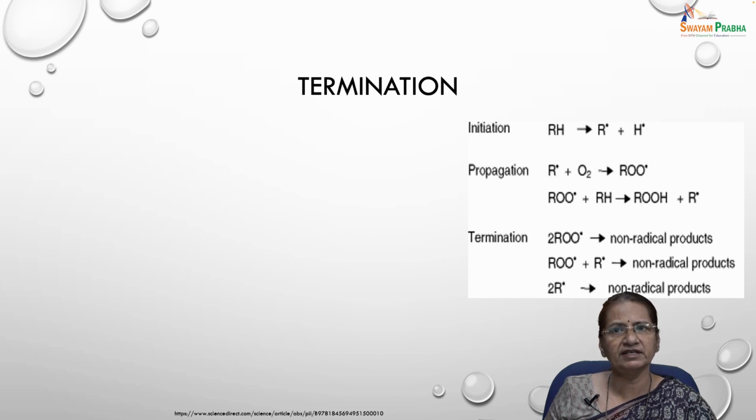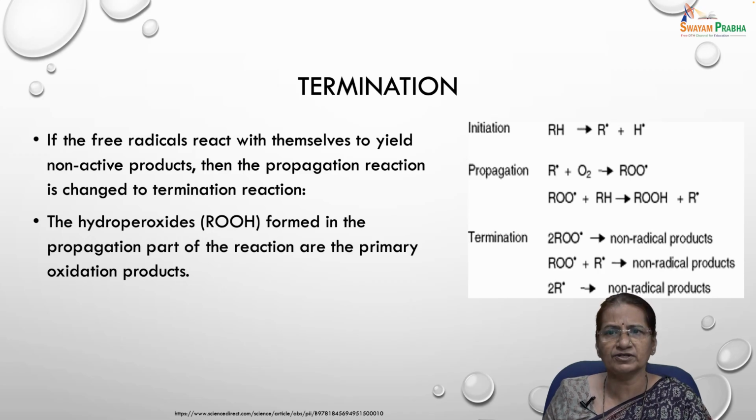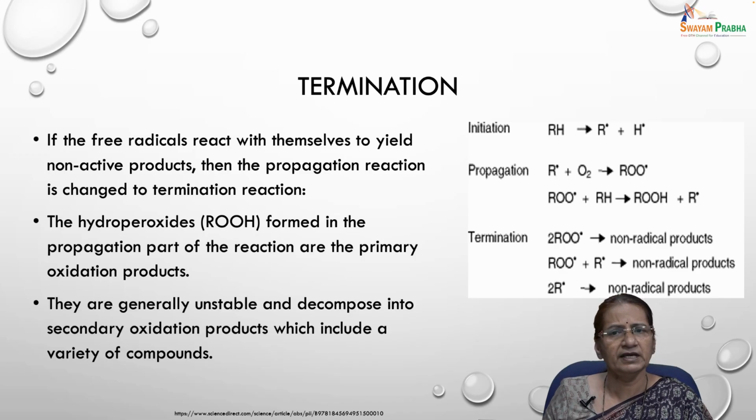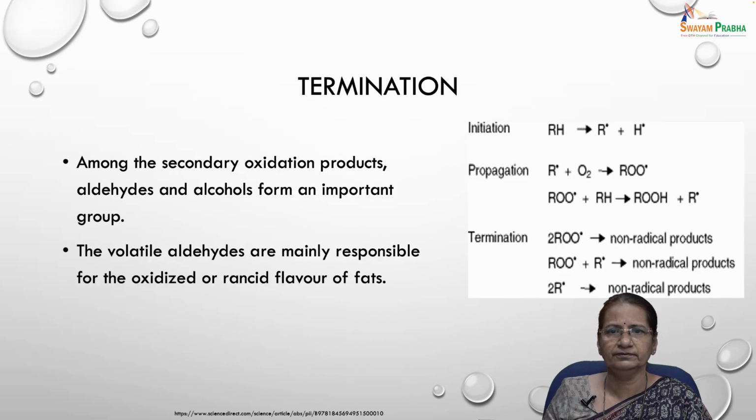Termination. If the free radicals react with themselves to yield non-active products, then the propagation reaction is changed to a termination reaction. The hydroperoxides formed in the propagation part of the reaction are the primary oxidation products. They are generally unstable and decompose into secondary oxidation products, which include a variety of compounds. Among the secondary oxidation products, aldehydes and alcohols form an important group. The volatile aldehydes are mainly responsible for the oxidized or rancid flavor of fats.